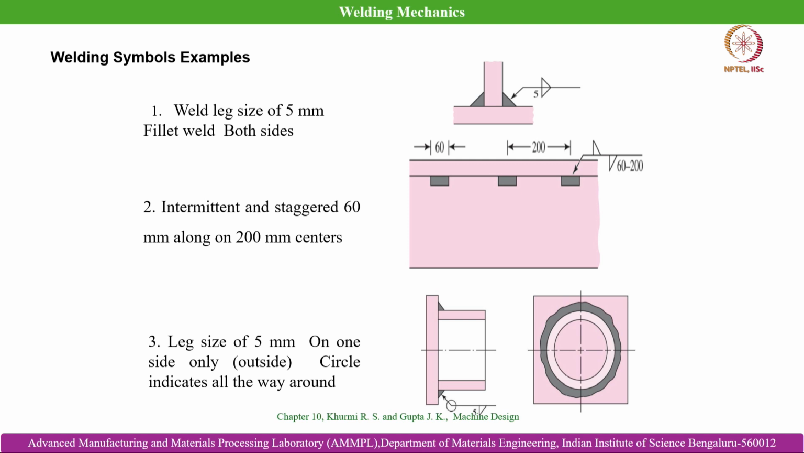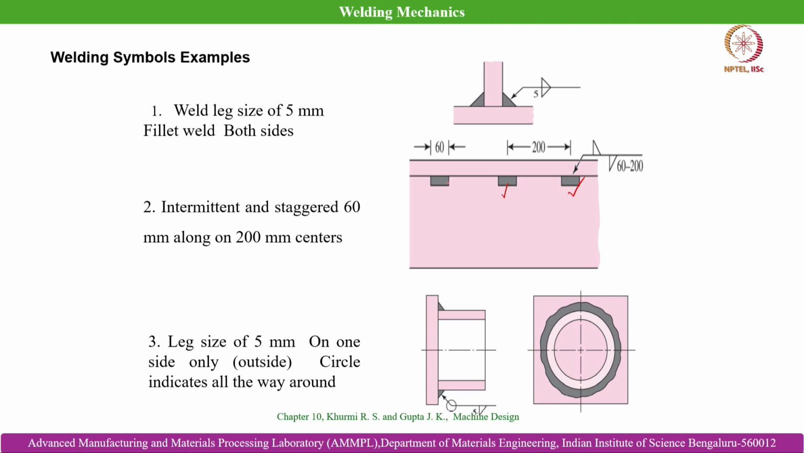Number 2 is intermittent and staggered, 60 mm long on 200 mm centers. It can be designated like this in the drawing. You can see these right angle triangles show that the welding has to happen on both sides, but not at the same location; they are staggered. From this symbol you have to understand that the center line gap between adjacent welds is 200 mm and the length of the weld is 60 mm.